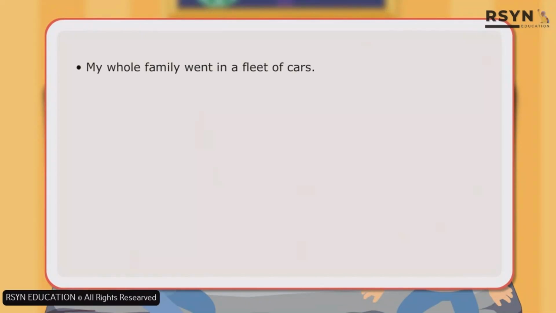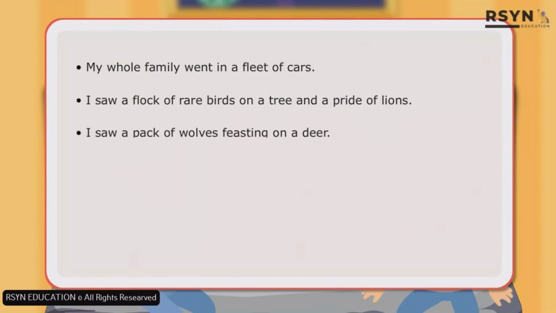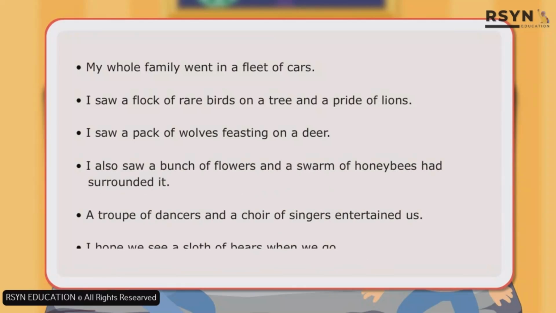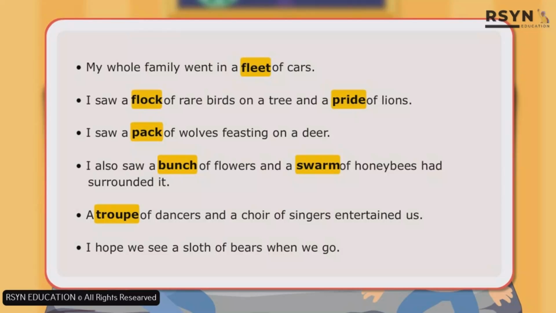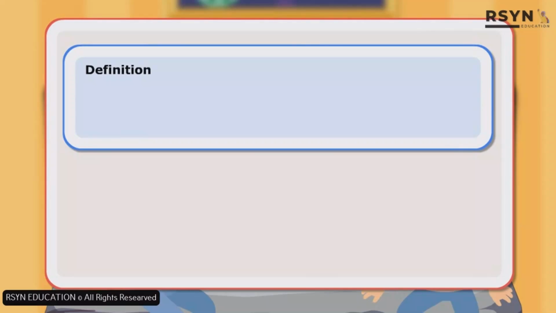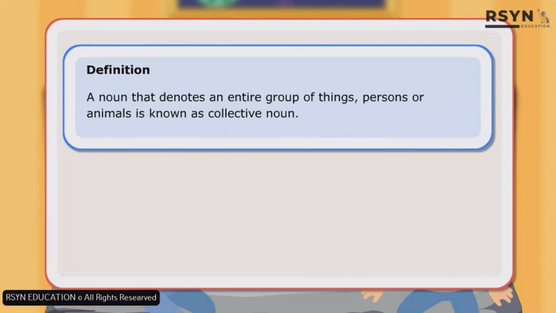The girl and the boy have used collective nouns to speak about a group of things and animals using one word to categorize these groups. The words fleet, flock, pride, pack, bunch, swarm, troop, choir, sloth are examples of collective nouns. Definition: a noun that denotes an entire group of things, persons or animals is known as a collective noun.